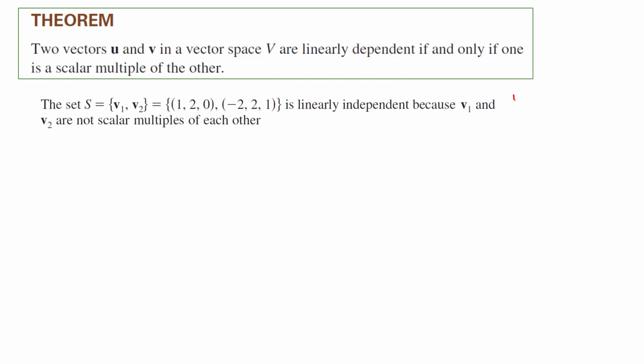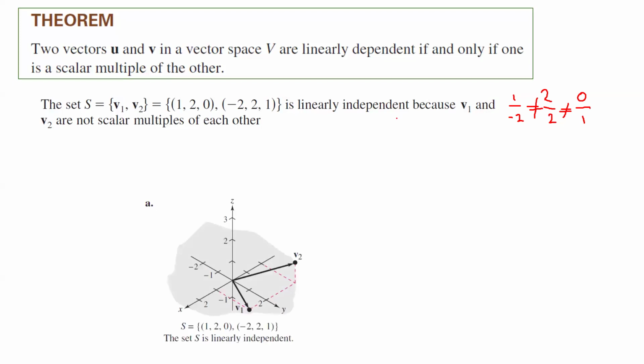You can say that, hey, 1 divided by -2 is not equal to 2 divided by 2. I'm just dividing x components, y components, and z components, 0 divided by 1. So there is no way these fractions are equal to each other. So since these fractions are not equal to each other, it means that they are not linearly dependent. So they are independent from each other. These two vectors are not in the same direction.